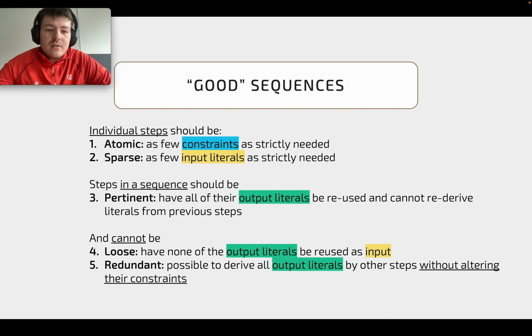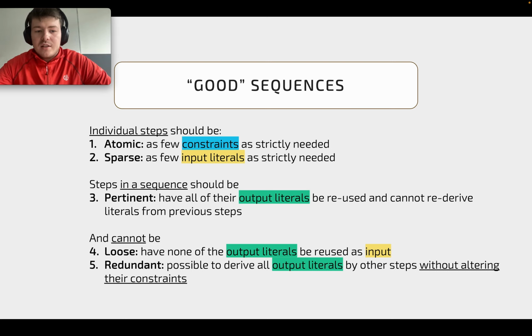Second, we say that steps need to be sparse. They use as few input literals as needed to derive the output literals of that step. But then, of course, which output literals to derive depends on, one, the goal that we try to explain, but also what literals later steps need as well. So we say a sequence should be pertinent. That means that all of the output literals of a step should be reused later or be part of the goal that we try to explain.